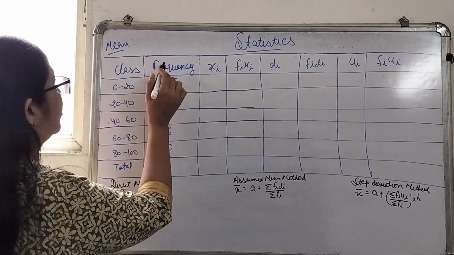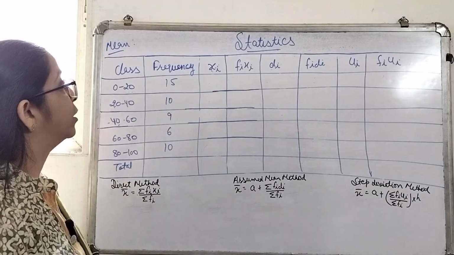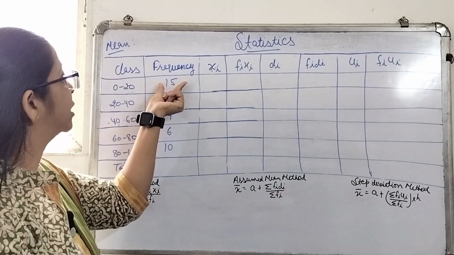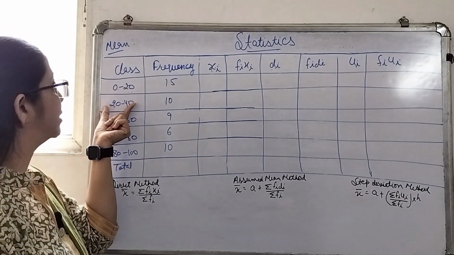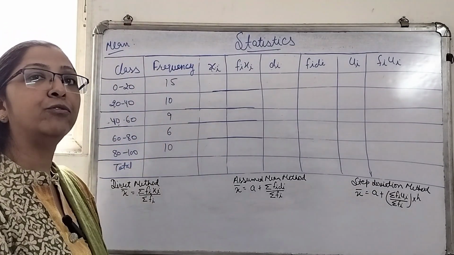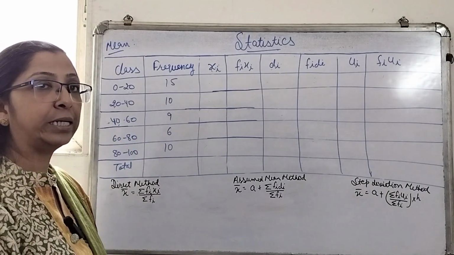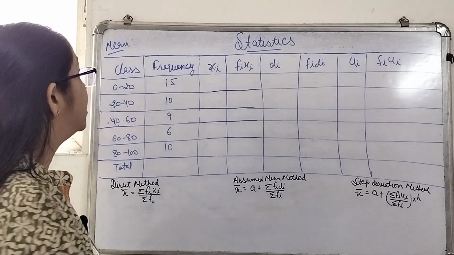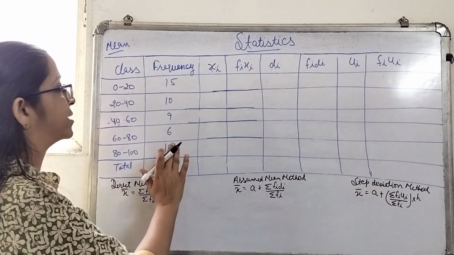Now what we have taken over here is the class interval, and this is the frequency. What this means is that there are 15 students who have secured in the range of 0 to 20. There are 10 students in the range of 20 to 40. There are 9 students in the range of 40 to 60. There are 6 students in the range of 60 to 80 and there are 10 students in the range of 80 to 100. So this is your class interval, we have grouped it, and this is the frequency which tells us the number of students.